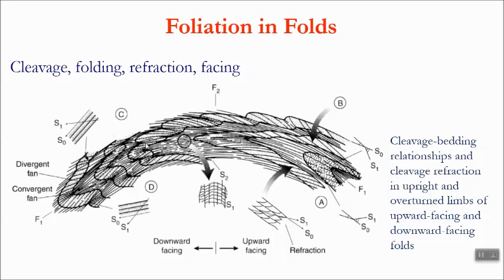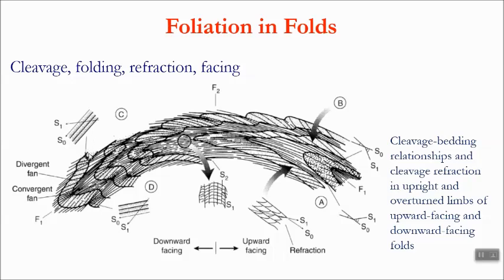Then after that, if we go towards the hinge of this fold, there we will again see the divergent and the convergent fans. The convergent fans will be seen in the competent rock, where these fans will converge towards the center. Similarly, in the incompetent rock, we will see the divergent fans.